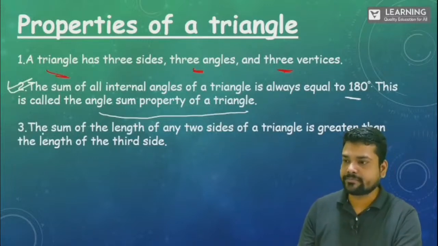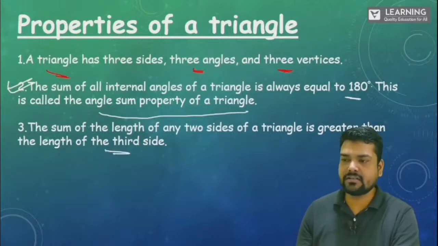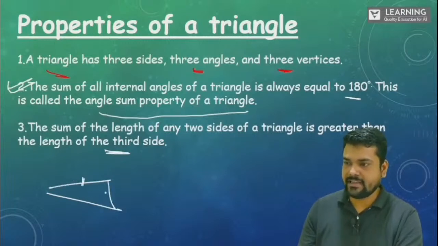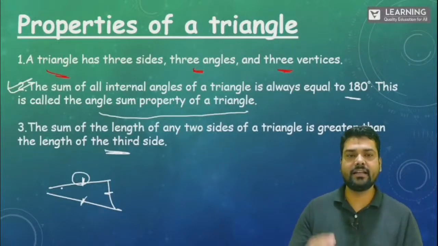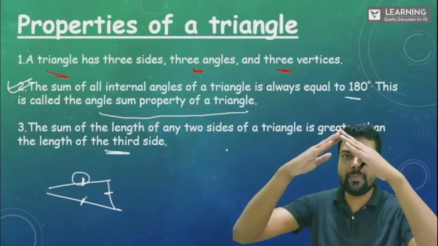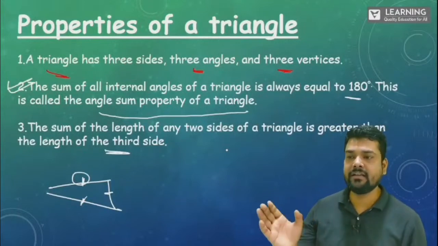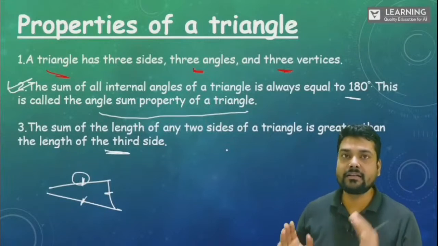The third one, the sum of the length of any two sides of a triangle is greater than the length of the third side. So suppose if we have a triangle, I'll draw it here. If we add this and this, it will be greater than this. If we add this and this, it will be greater than this side. So if you add any two sides, it will always be greater than the third side. Otherwise, it will just lie flat over the line. It will not make a hump then. So to make a hump, it is very important that the sum of two sides of a triangle should always be greater than the third side.